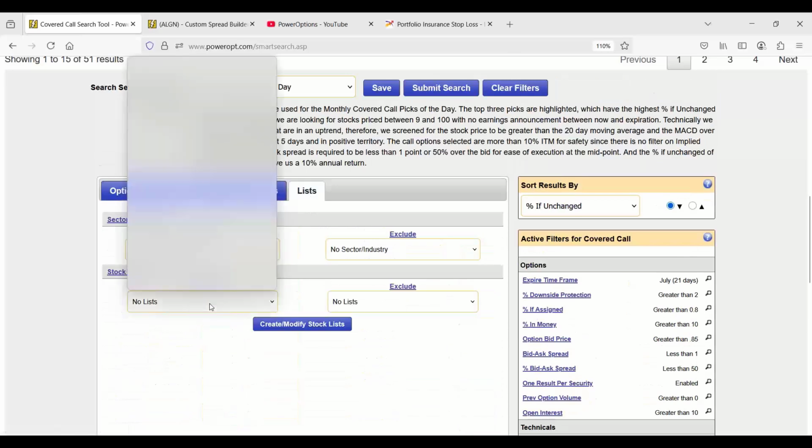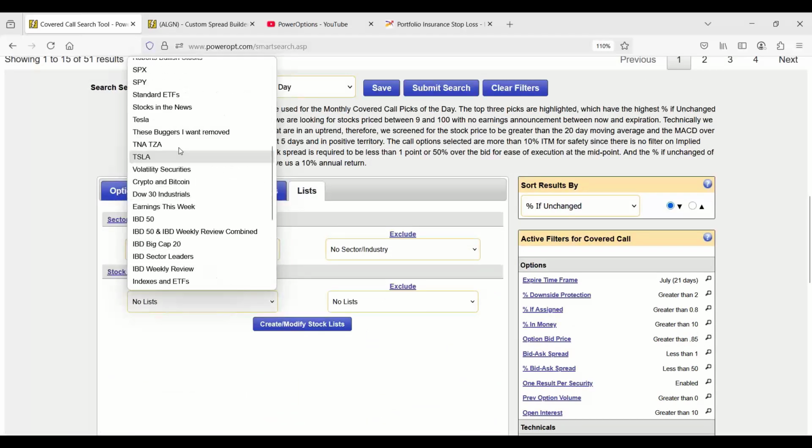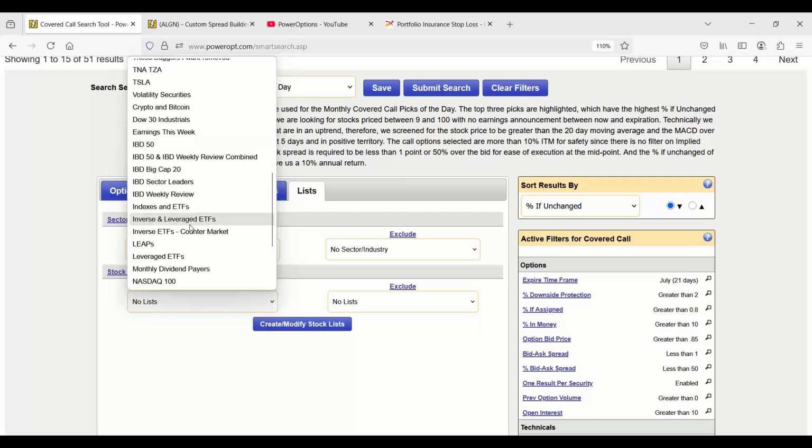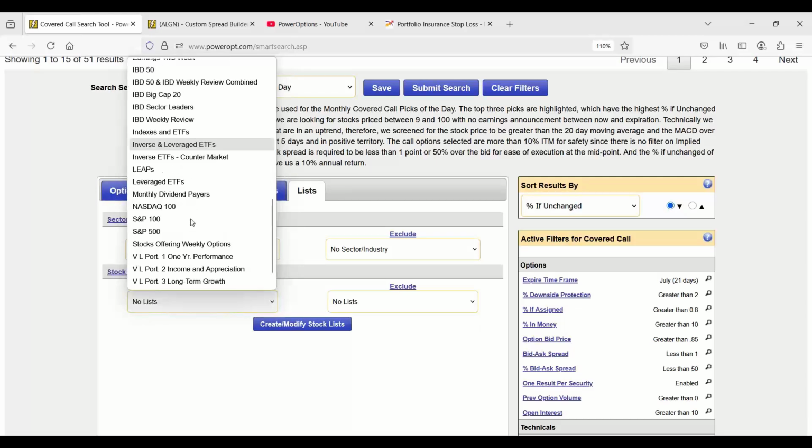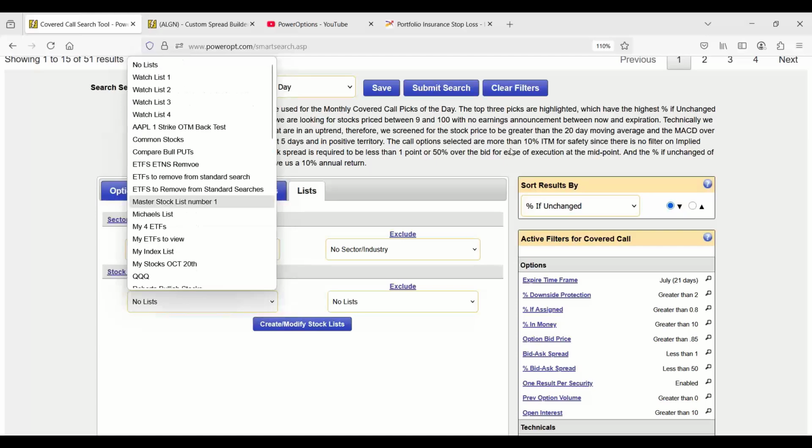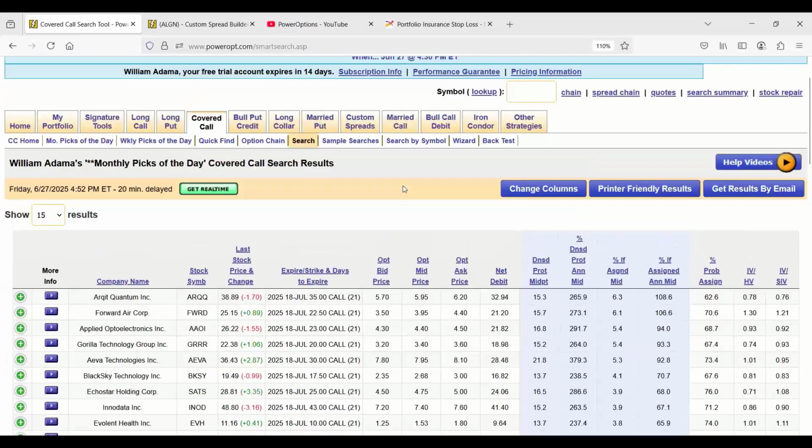And then the lists, we have a variety of different stock lists that you can screen through. Dow 30, earnings coming up this week, IBD lists, indexes and ETFs, S&P 100, S&P 500, NASDAQ 100, or you can create your own personal stock list that you want to screen against. And as I mentioned, that's available for all the 23 strategies we support.